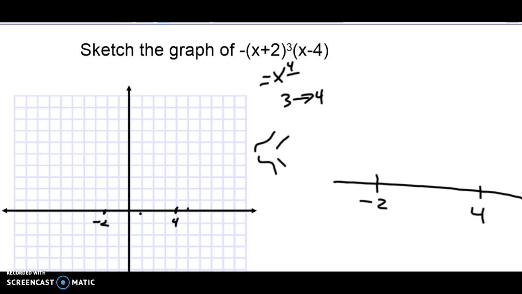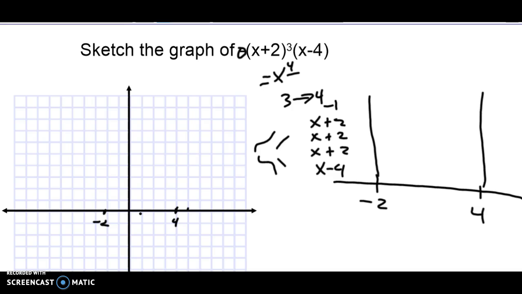Because the factors here are x plus 2, x plus 2, x plus 2, right? That's what x plus 2 to the power of 3 really means, those 3 multiplied together, and x minus 4. But all of that is times this -1 out front. So you have to include a -1 as one of the factors. -1's easy because -1 is always negative, no matter where you go. It's a constant, it's always -1. So it's always negative.